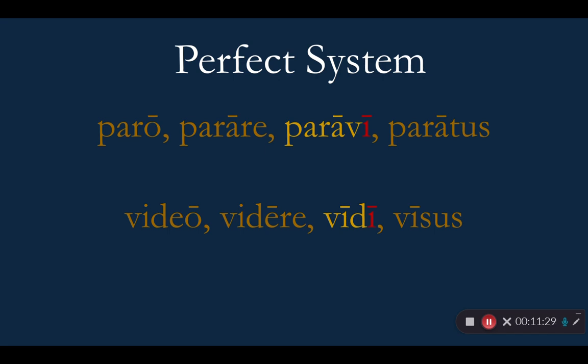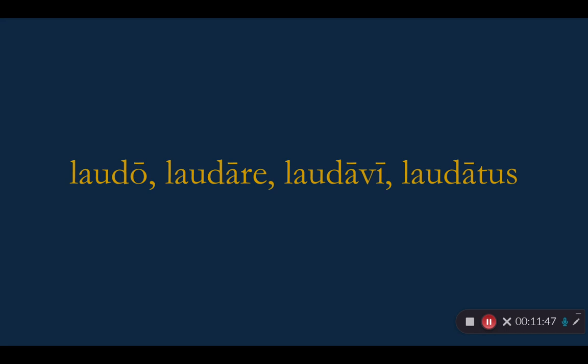And we find the perfect stem of any Latin verb, even those irregular verbs. There are only a few, but they exist. Even for irregular verbs, this works. When you're in the perfect system, you find the perfect stem by going to the third principal part and taking off the long I. For the verb laudo, I praise, the principal parts are laudo, laudare, laudavi, laudatus. The third principal part is laudavi. If we remove the long I, we're left with laudav, which is the perfect stem.